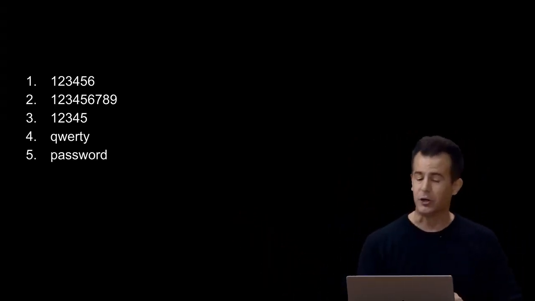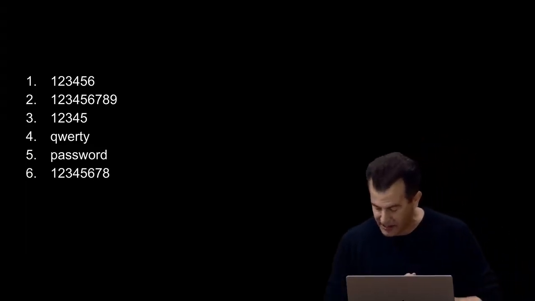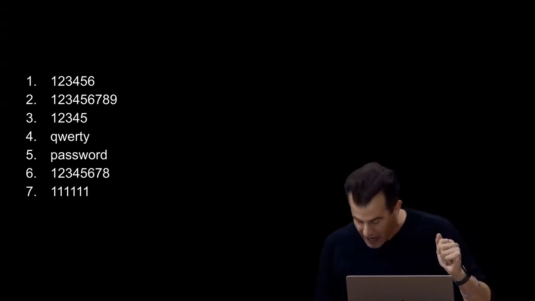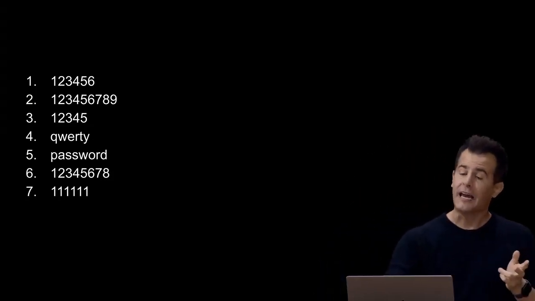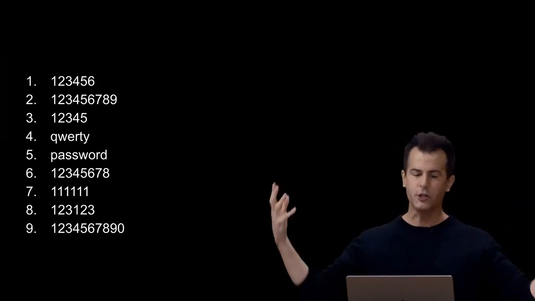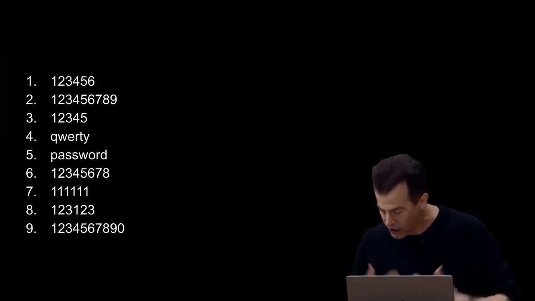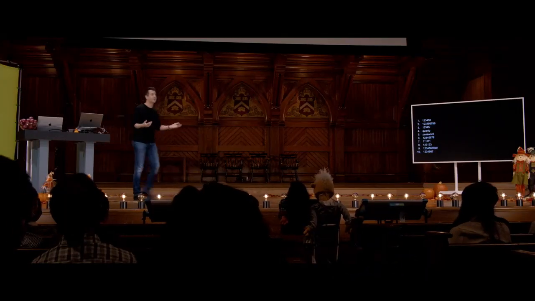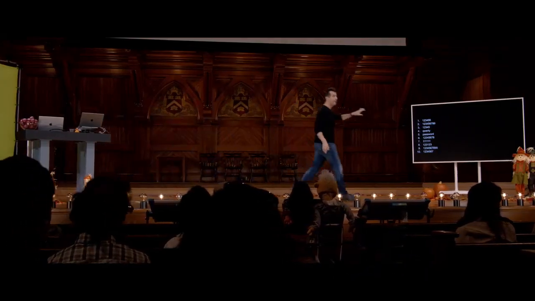Meanwhile, number 6 returns us to digits, 1, 2, 3, 4, 5, 6, 7, 8. After that, really less effort, 111111. After that, a little more variation, but not all that much: 123123. After that, it's getting even less interesting: 1234567890. And then lastly, topping the list is just 1234567. So this is not a good top 10 list to be on.